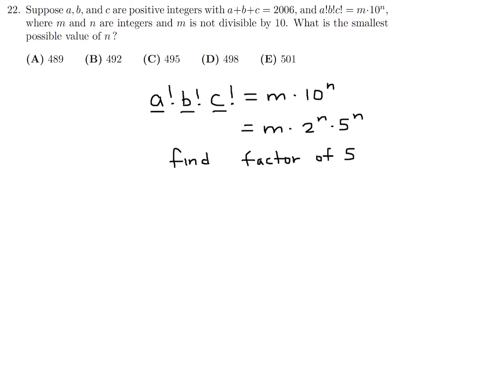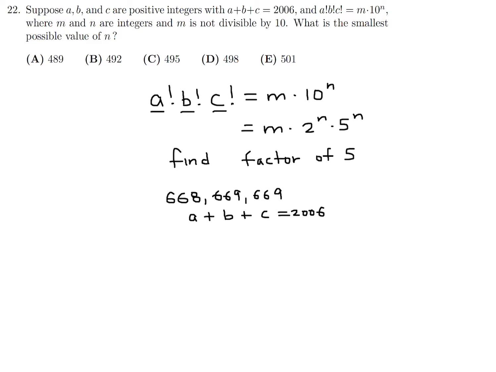Okay. Well, I want the smallest possible value of n. So what I'm going to do is choose numbers that are very close to each other: 668, 669, and 669 for A, B, and C. And if I did that, the sum would be equal to 2006. Now, this seems like a right choice at first, but the problem is that this is not going to give you the smallest possible value for n.